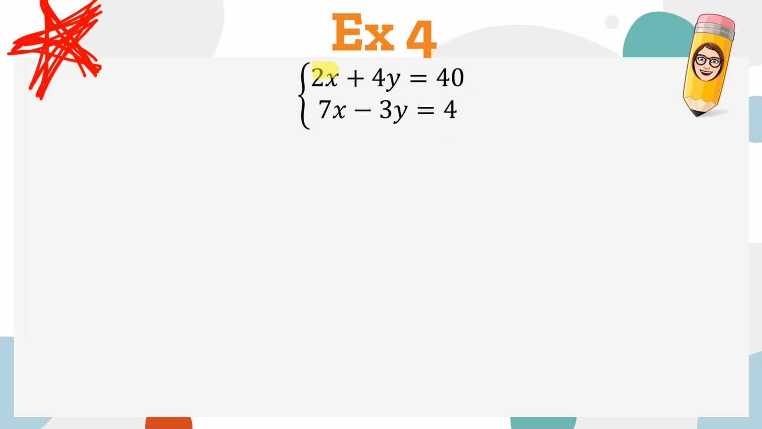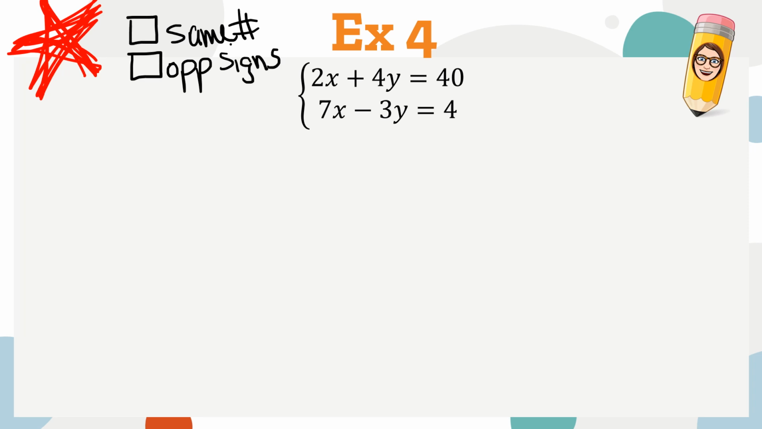Well, look at the x's. Does 2 fit into 7? Not really, right? Does 4 fit into 3? No. There's not an easy multiplication fix here, okay? So if I think of that little checklist, I need to make the same number and I need to make sure they have opposite signs. And I don't have either, right?